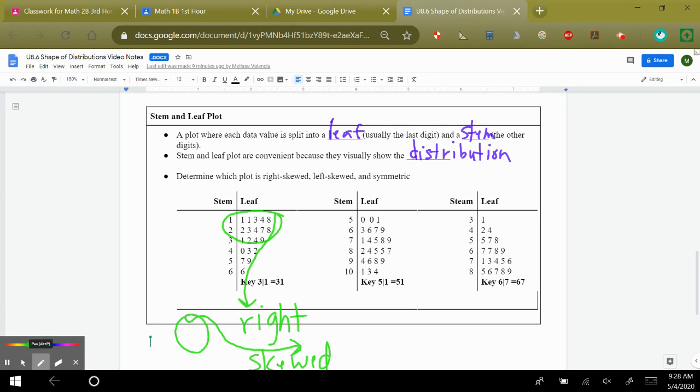If I look at the second one, most of the data that I see, the highest points of the data, are right here in the middle, and then it goes that way, but I also have some going this way. I would say this middle one is symmetric.